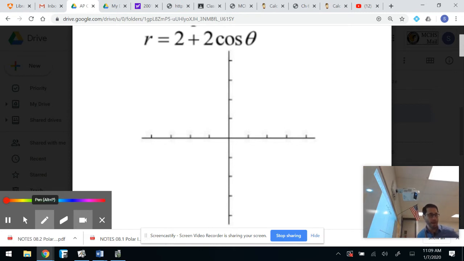I hope it works. All right, what happens if we get a little crazy and we go a little 2 plus 2 cosine theta? Guess what? It's not going to be a circle anymore. Let's check out what this bad boy might be.